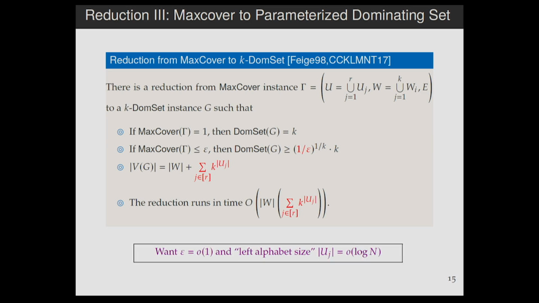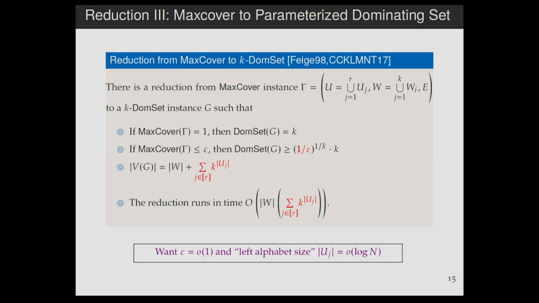From looking at this, you can see that the approximation factor is only (1/epsilon)^(1/k). So if you set epsilon to be constant, that's not enough to get a constant factor, because you would get just a 1 plus 1 over k hardness factor. So you actually need epsilon to be little o of 1. So you need the gap at the beginning to be super constant. Second, as this left alphabet size parameter is in the exponent, you want a running time that is polynomial. So you want to make sure that this is little o of log n.